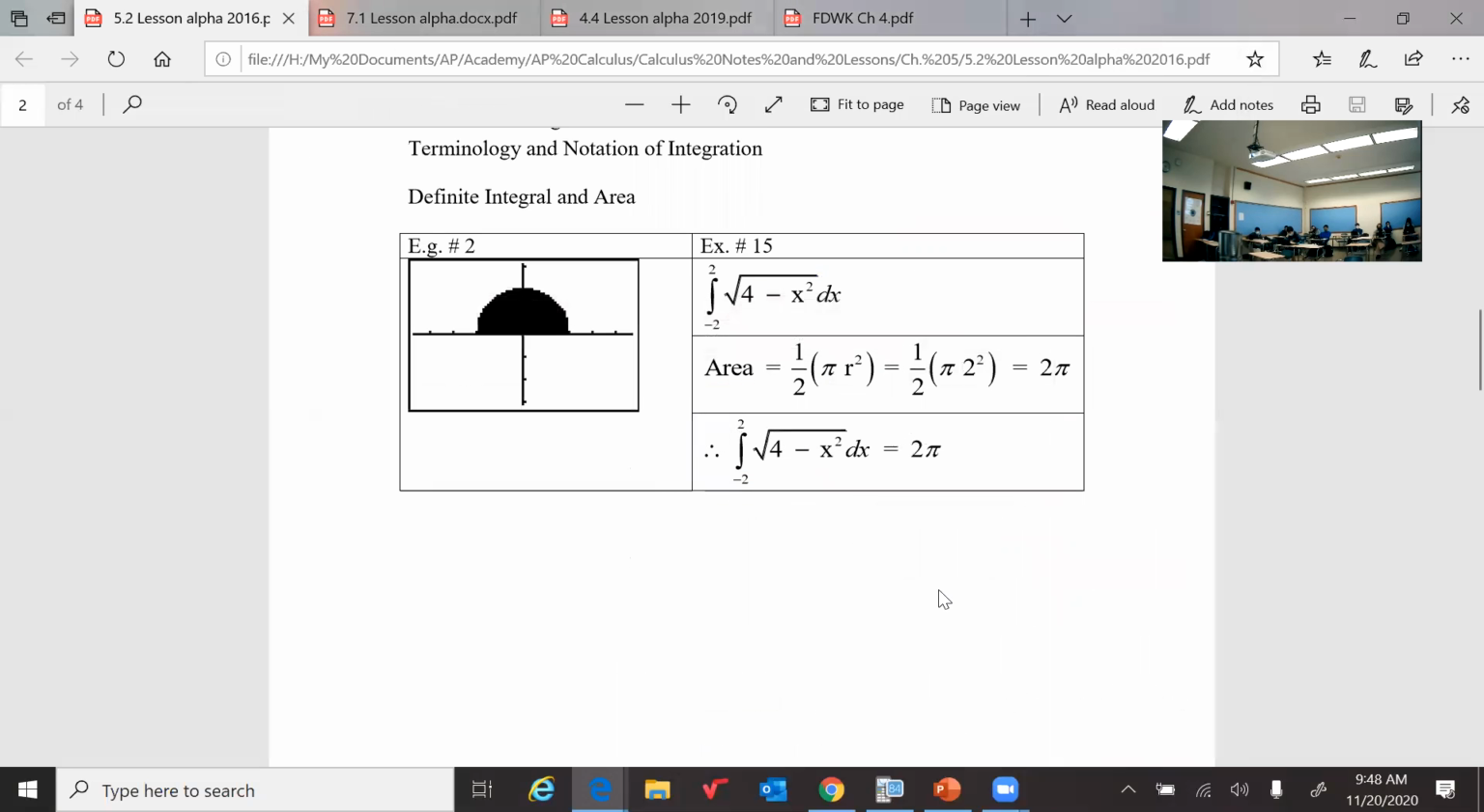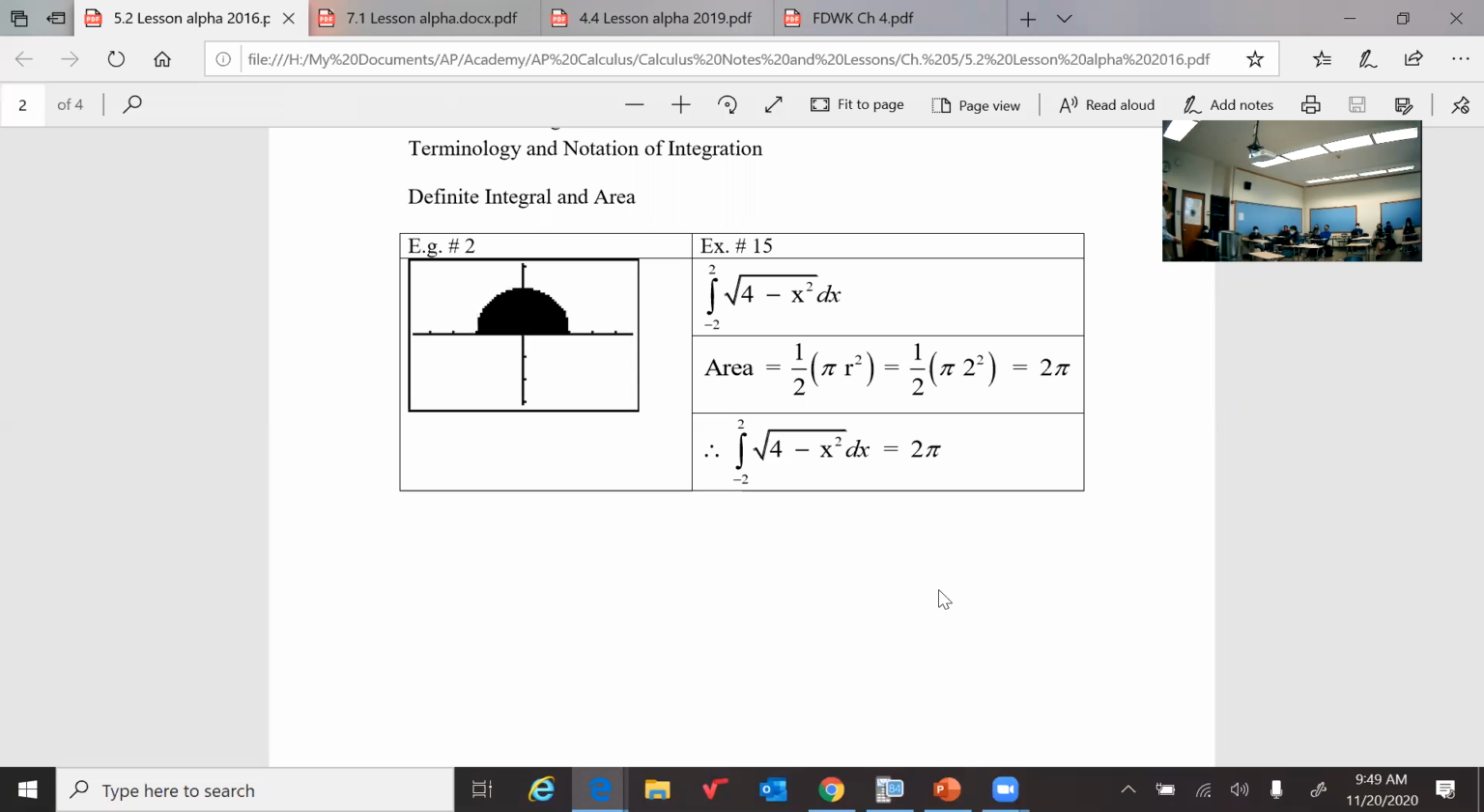So example 2, ready? We have this. We want the area under this semicircle, where the radius is 2. Well, we know how to do that. The formula for area of the circle is pi r squared. So in this case, r is 2. You would have pi times 2 squared. You would have 4 pi.